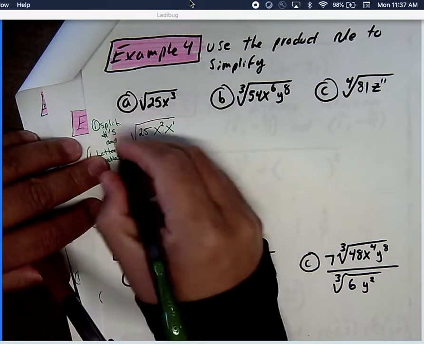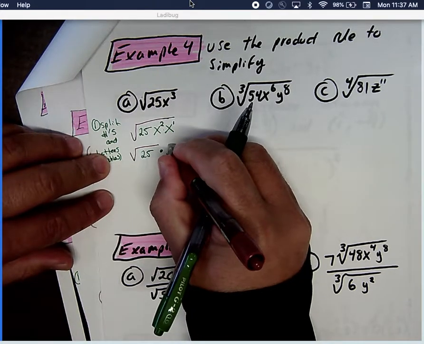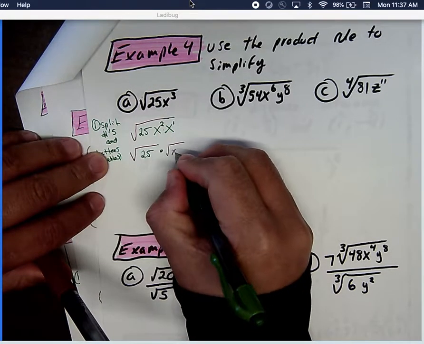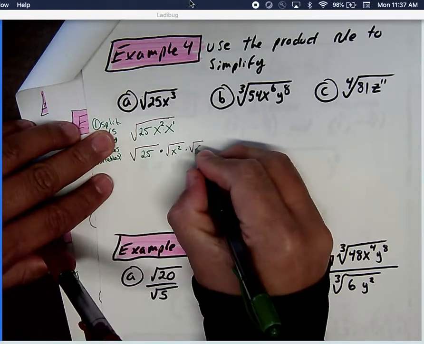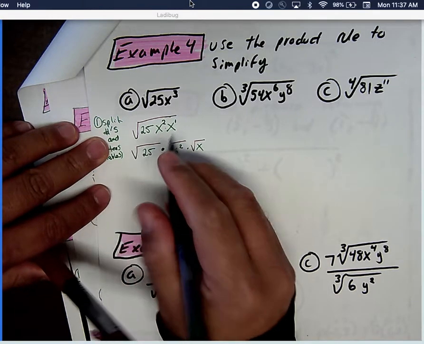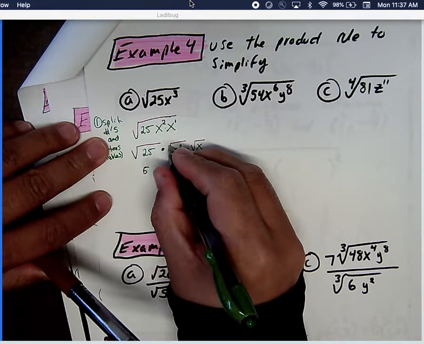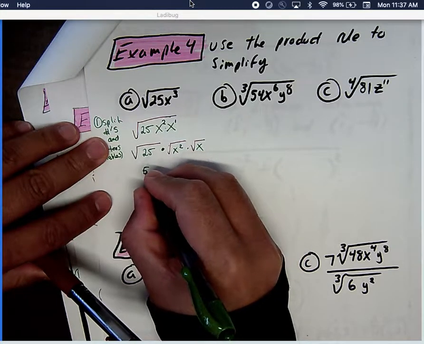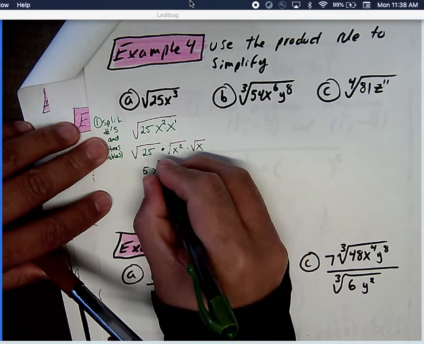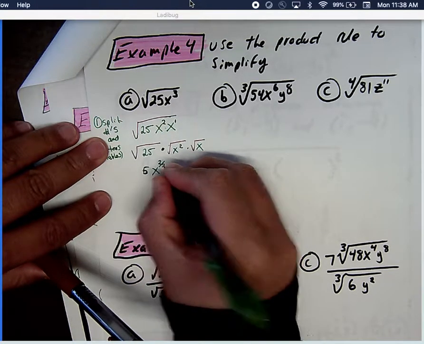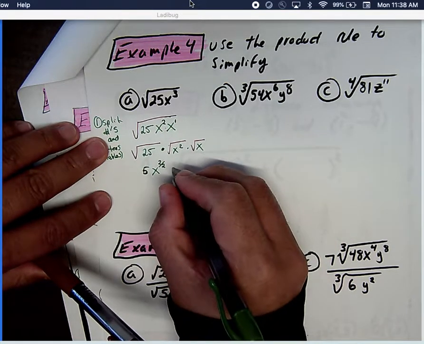So square root of 25 times the square root of x squared times the square root of x. Square root of 25 would be 5. So this one, remember, that's a 2, so that one we can make it look like a rational exponent. So the 2 goes on top, and then that 2 goes on the bottom. So this would be 2 over 2, and then the square root of x just stays because it doesn't have any.